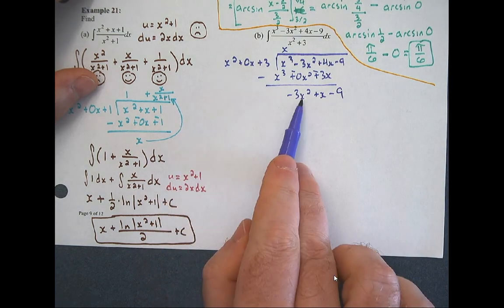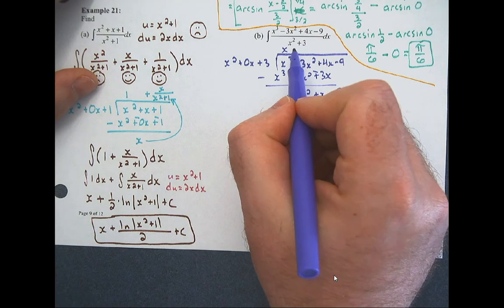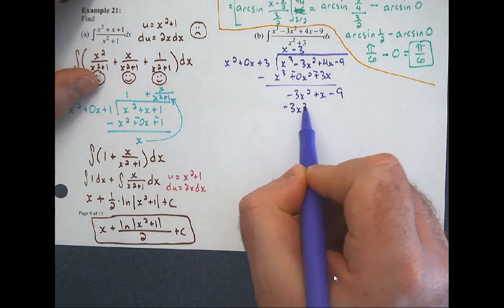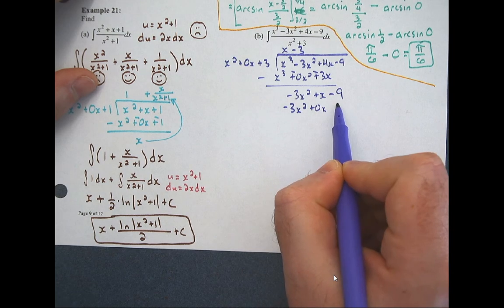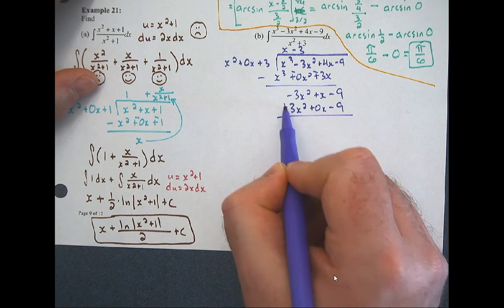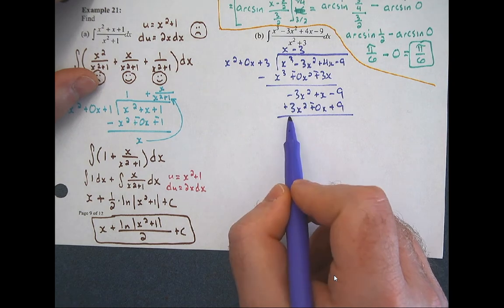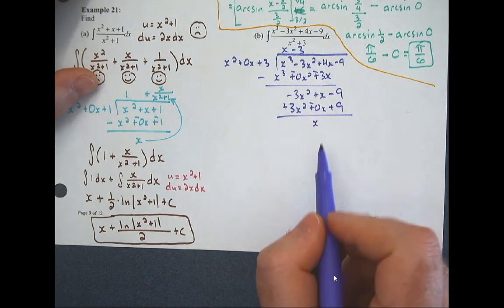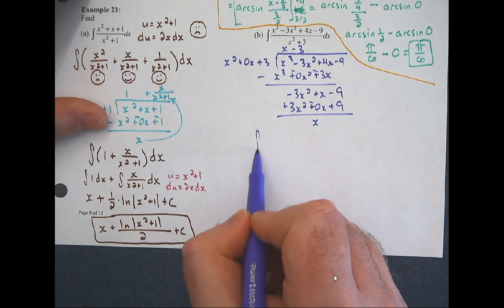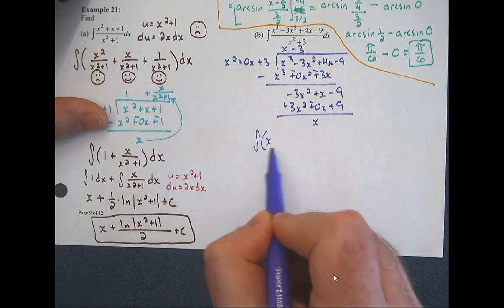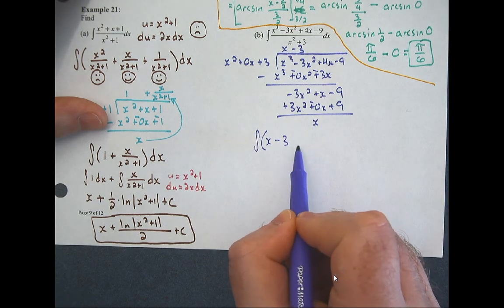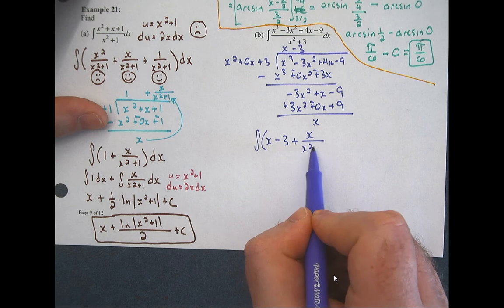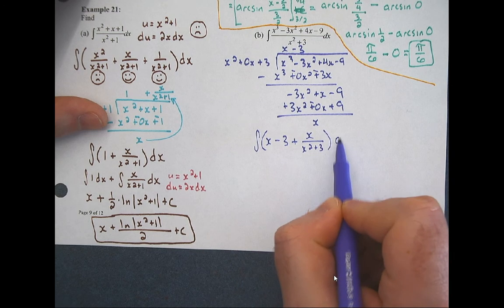What does it take to turn x squared into negative 3x? I need a negative 3. So then I distribute again. Negative x plus 0x minus 9. Draw the line, switch the signs. Ooh, that's nice. That's gone. That's x, and that's gone. So then when I rewrite my integral, this is really the integral of x minus 3 plus x over my divisor, which is x squared plus 3 dx.